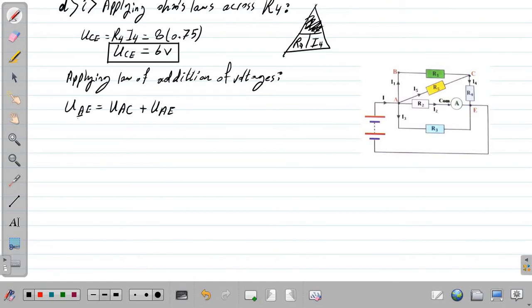دايما نتذكر انه البوينت اللي عم بنبلش فيها بأول فولتج، واللي عم ننتهي فيها لازم ننتهي فيها بآخر فولتج. Okay, UAE calculated before, and it is 9 volt. UAC is unknown, we are supposed to calculate UAC. And finally plus UCE. Okay, this is not UAE, this is C.